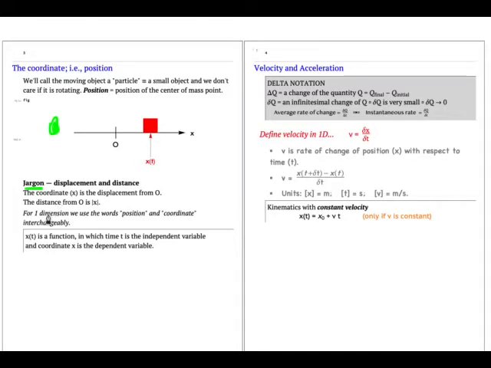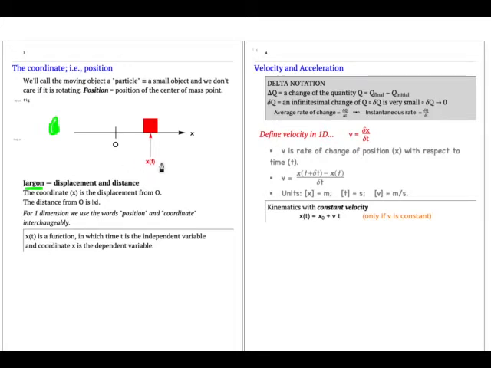Now, for one dimension, we use the words position and coordinate interchangeably. So when I say coordinate, what I mean is position. Or when I say position, what I mean is coordinate. When we come to 2 dimensions, or even generalizing to 3 dimensions, it's more complicated, because then there's a direction. And so position has to be a vector. But in 1 dimension, position and coordinate mean the same thing.